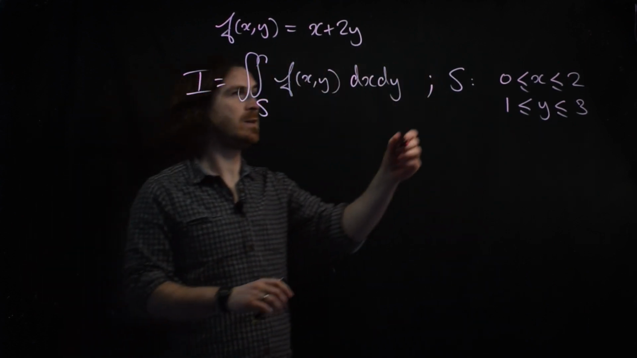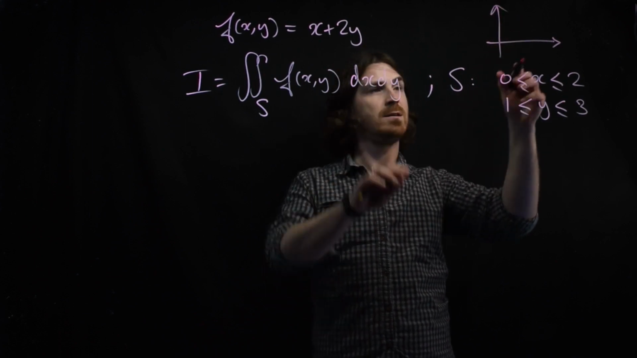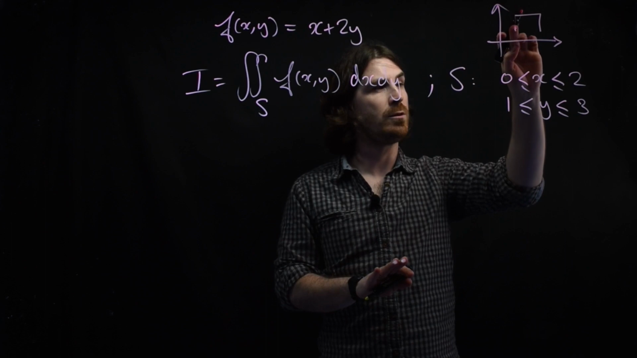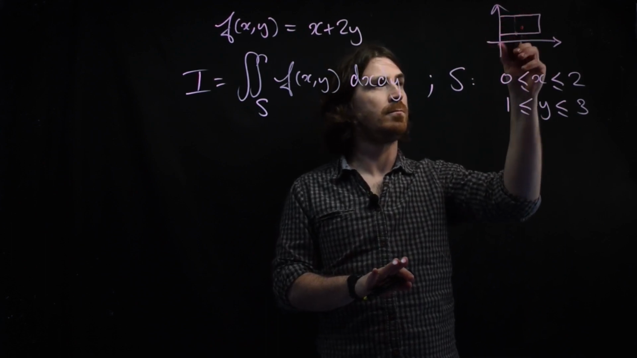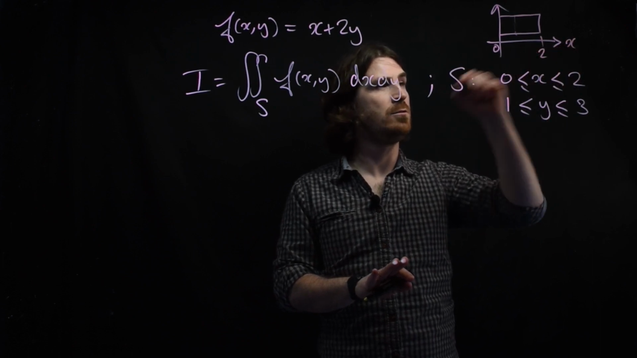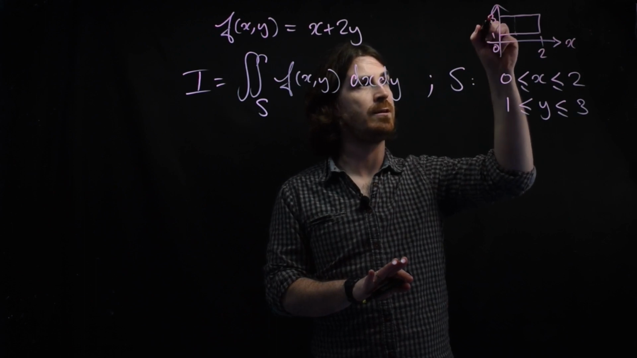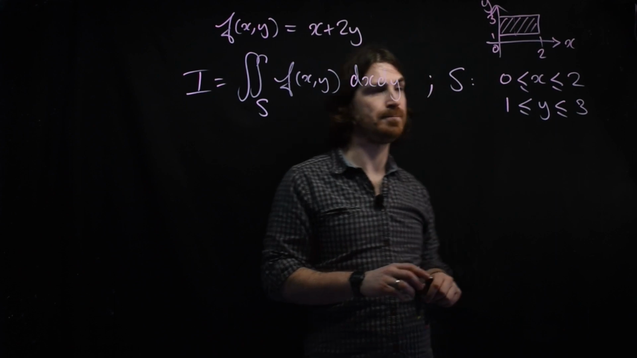Okay, so in the xy plane, our region S is a rectangle. It's going from x equals 0 to x equals 2, and it's going from y equals 1 to y equals 3. Okay, so this is our region S.